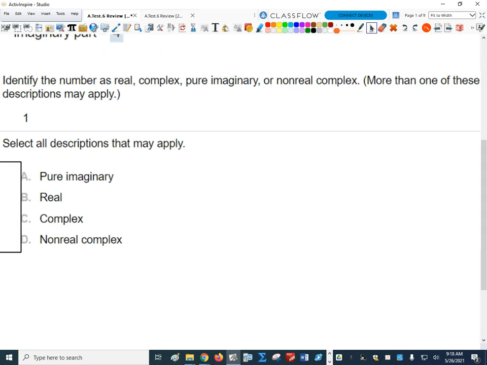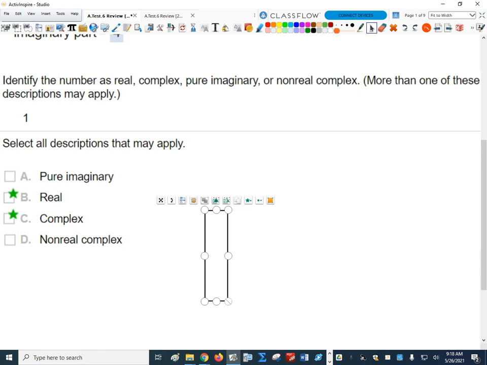Okay, how about this number right here, the number 1? Identify what all the sets are that it belongs to. Is it pure imaginary? No. Is it real? Is it complex? Yes, all numbers are complex. Is it a non-real complex? No. There you go.